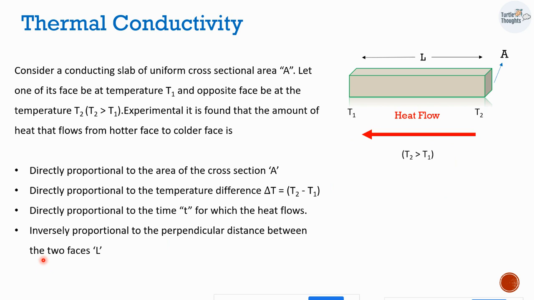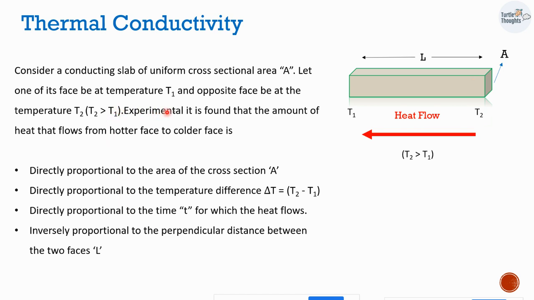Moving on, thermal conductivity. Consider a slab of uniform cross-sectional area A. Let me take the length of the slab to be L. Let one of its faces be at the temperature T1 and the opposite face be at the temperature T2. Let me consider T2 to be greater than T1.